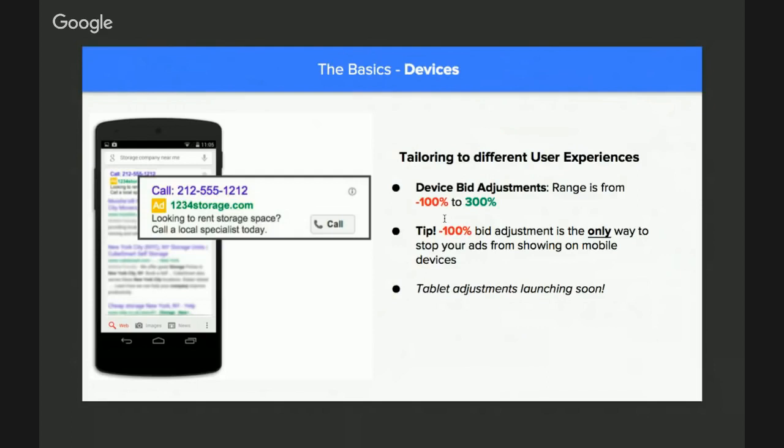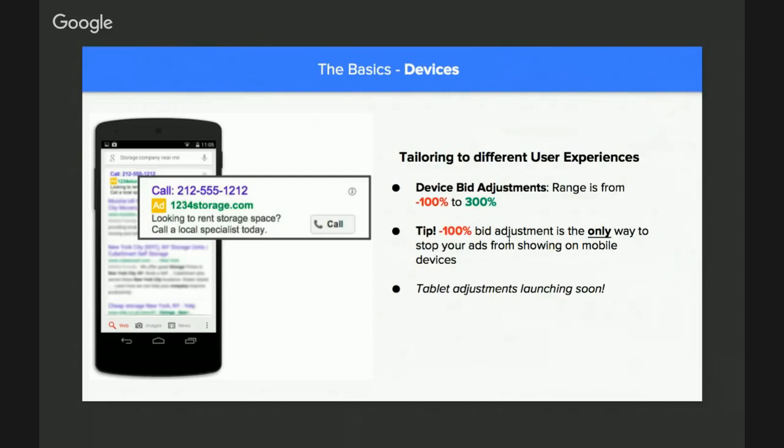You actually have to go to settings, click devices, click the little hash mark next to mobile devices, and bring it to a negative 100% bid adjustment. This is telling the computer, based on your bids, you want to spend 100% less per click on mobile devices. Now, you can actually do the opposite as well. You can increase it by 300%.